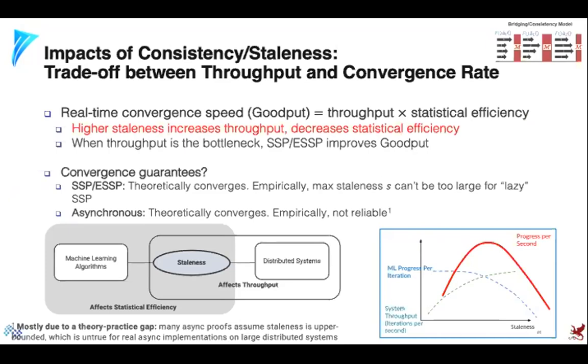If we think about the impact of staleness, staleness increases throughput while decreasing statistical efficiency. So if throughput is the bottleneck, which is usually the case in distributed ML training, then applying a bounded consistency asynchronous model like SSP or eager SSP will improve goodput. And these SSP style models do have good theoretical guarantees under fairly realistic assumptions. Although, as we noted for the lazy version, you shouldn't set the maximum staleness S to be too large. Whereas asynchronous has theoretical guarantees, I don't personally think the assumptions are always realistic, and empirically it can be quite unreliable in clusters that are not high grade, isolated HPC style clusters.